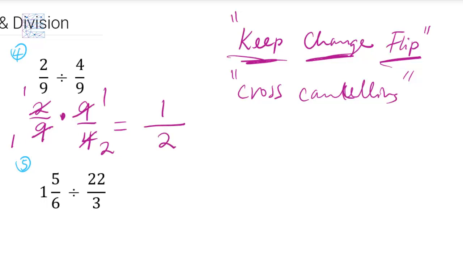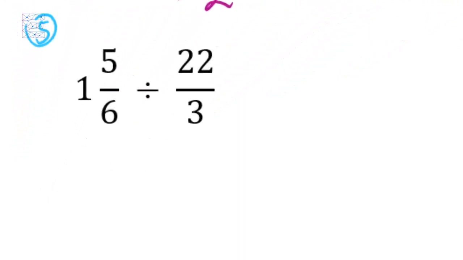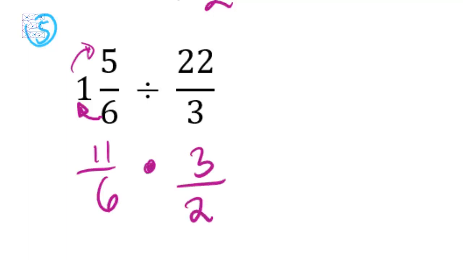So for question 5, remember we cannot work with mixed numbers. When you're multiplying or dividing, we always convert them to improper fractions. So we'll do that for question 5, converting 1 and 5/6. 6 times 1 is 6. 6 plus 5 is 11. So 11/6. Change the sign to multiplying. Flip the second fraction. We once again keep, change, flip.